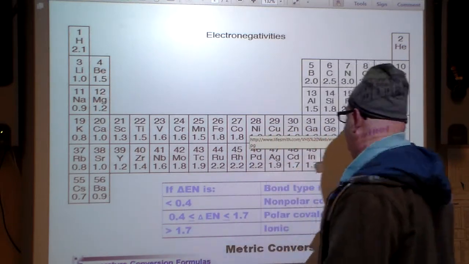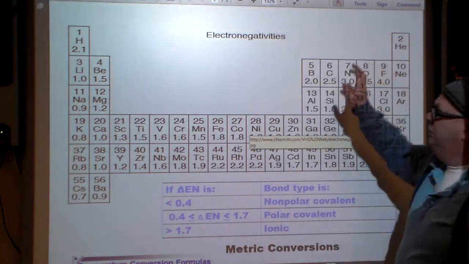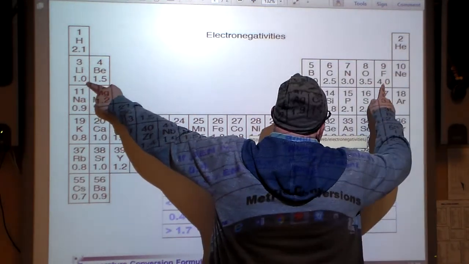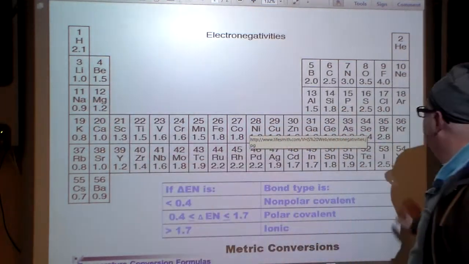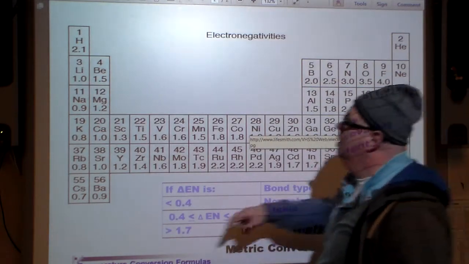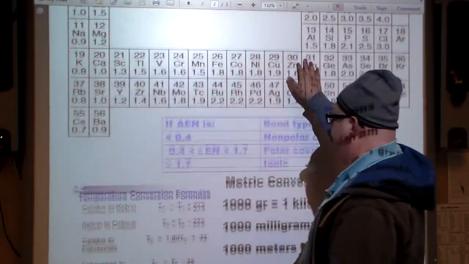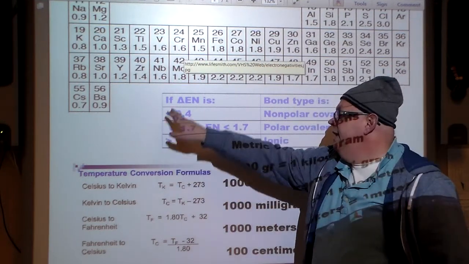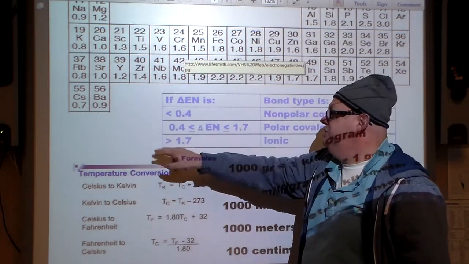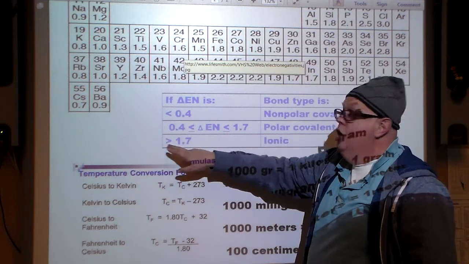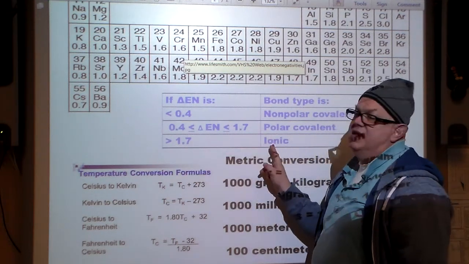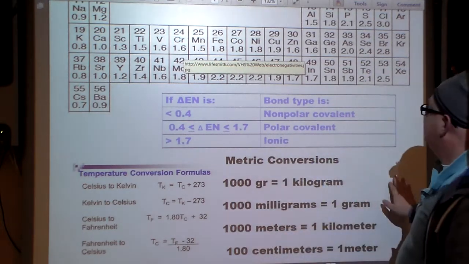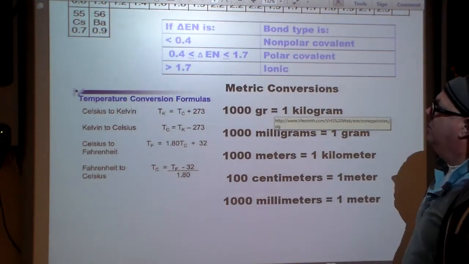Not really. Okay. So if you're going to compare something like lithium and fluorine, LiF, you would take 4 minus 1 and you get a difference of 3. Then you look down here and say, okay, here's my chart. My number is 3. 3 is greater than 1.7, so that's an ionic bond. Okay? Guys have done this before.